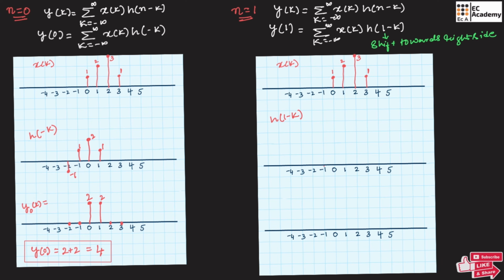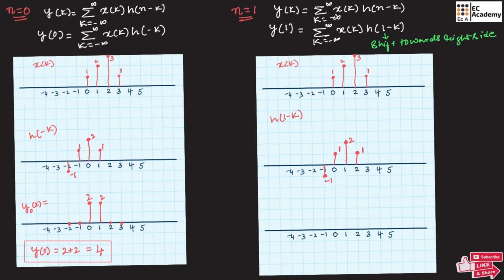So at minus 1 we will be having minus 1. At 0 we are having the value as 1. At 1 we are having the value as 2. At n is equal to 2 we are having the value as 1.